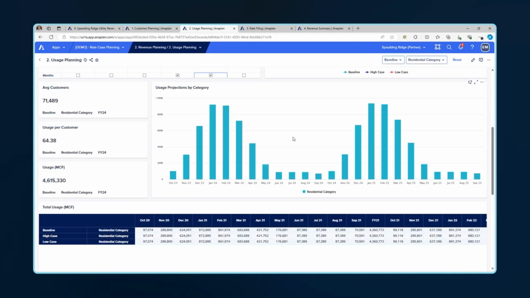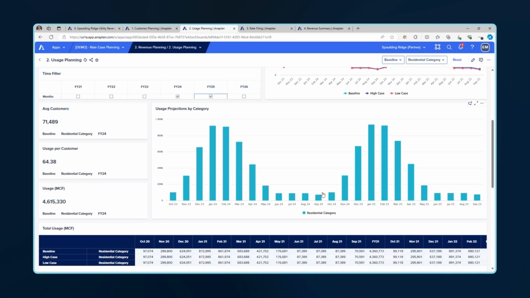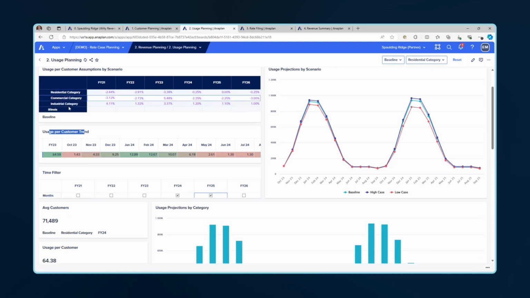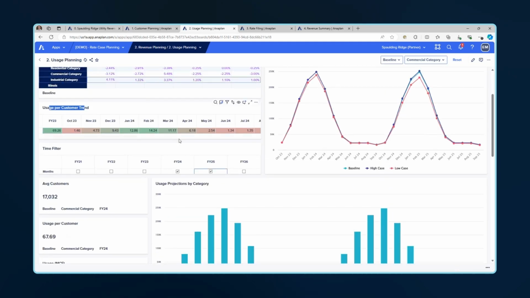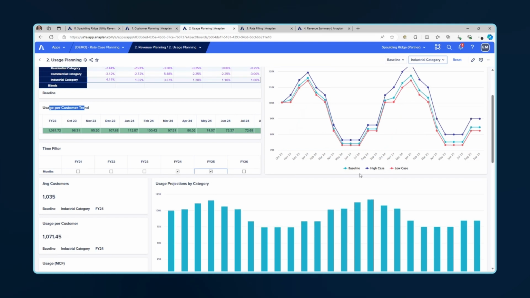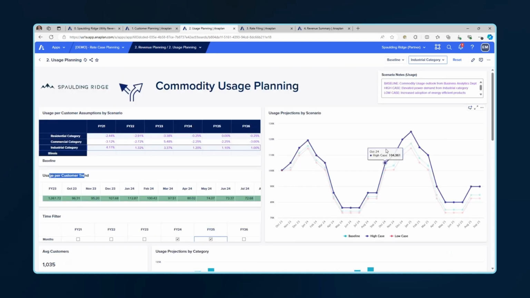And as I come down here below, we'll see residential. Again, KPIs on the left, and then a projection on the right. So here's our residential category. We can flop over to our commercial category and see trend lines there. And again, with our industrial category, see trend lines there. So ultimately, we've built a base case here with growth or here contraction patterns for usage rates.